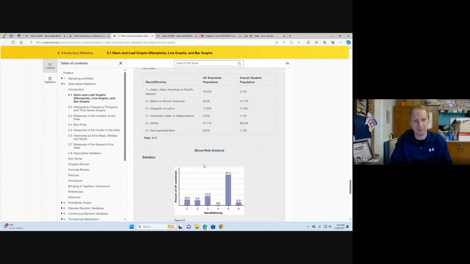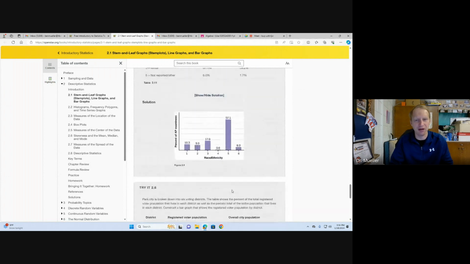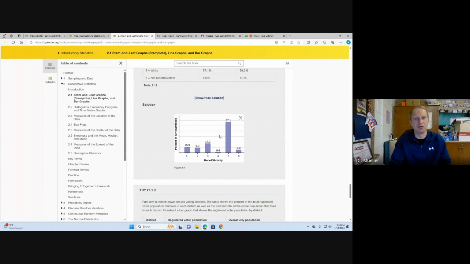And then this bar graph would be percent of AP examination. So you can see that 1 is Asian, that's 10.3. Number 2 is Black or African American, that's 9. Number 3 is Hispanic or Latino, that's 17, and so forth. And you just have a bar graph. A bar graph's a little bit different than a histogram in that the bars aren't actually touching. So that's a bar graph. I'm pretty sure you've all seen those before. And sometimes bar graphs is the best way to depict the data.